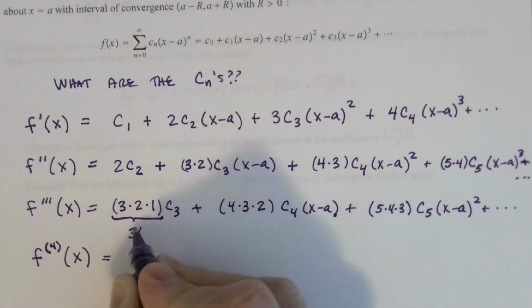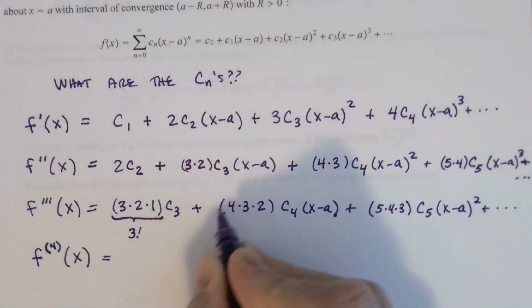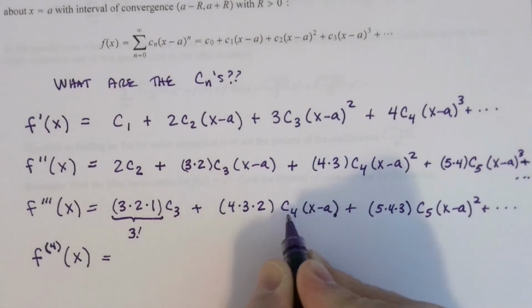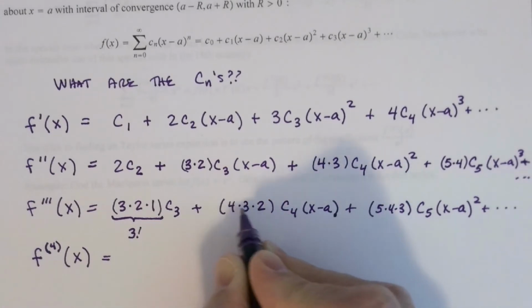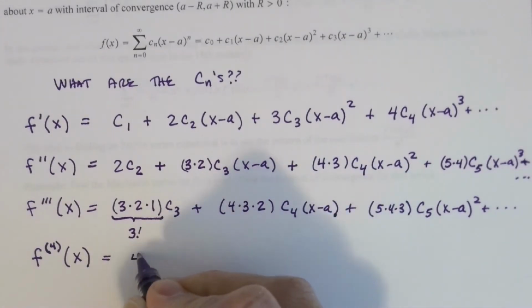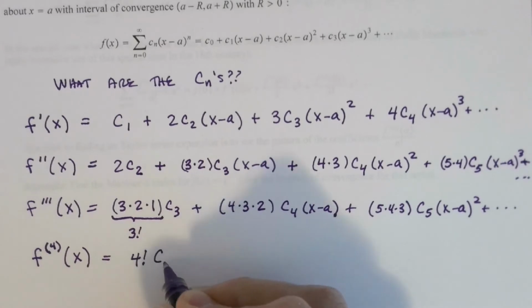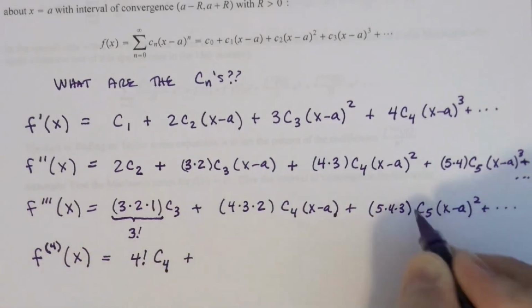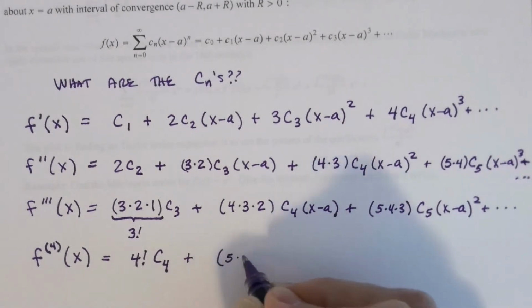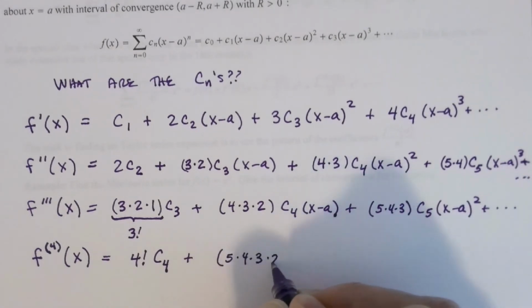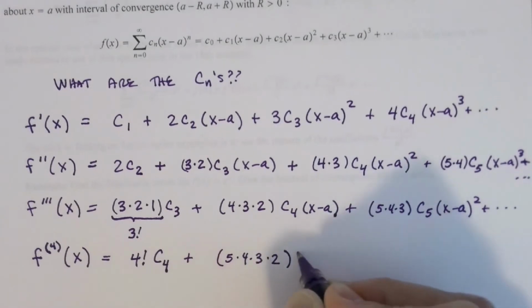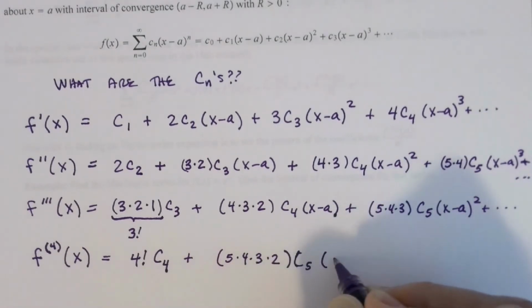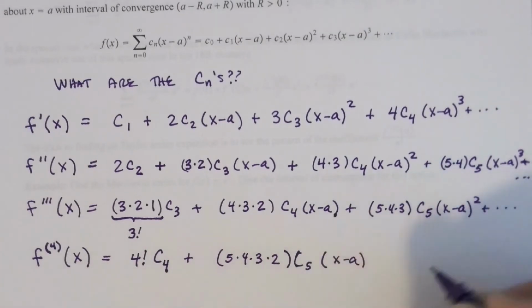This is all constant. The derivative is 0. What's the derivative of this? It's just 4 times 3 times 2 times 1 c sub 4. But 4 times 3 times 2 times 1 is just what? 4 factorial times c sub 4. Plus what? What's the derivative of this? Bring the 2 down. 5 times 4 times 3 times 2 c sub 5 (x minus a) to the first power now.